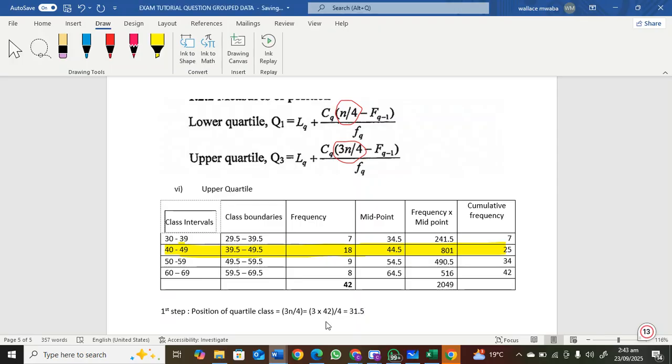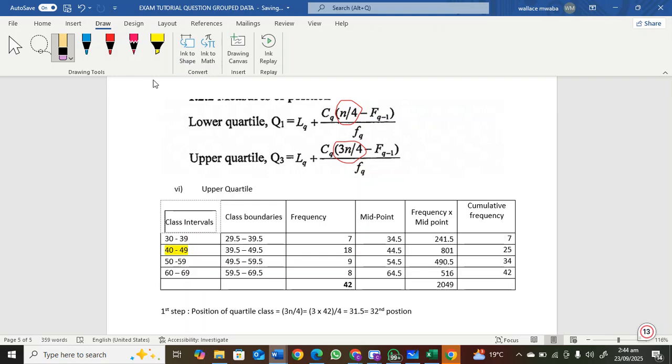31.5. Alright, or we can round it off to the 32nd position. So we come to our cumulative frequency column and ask ourselves, where can we find the 32nd position, or the 31.5 position? You can use either.